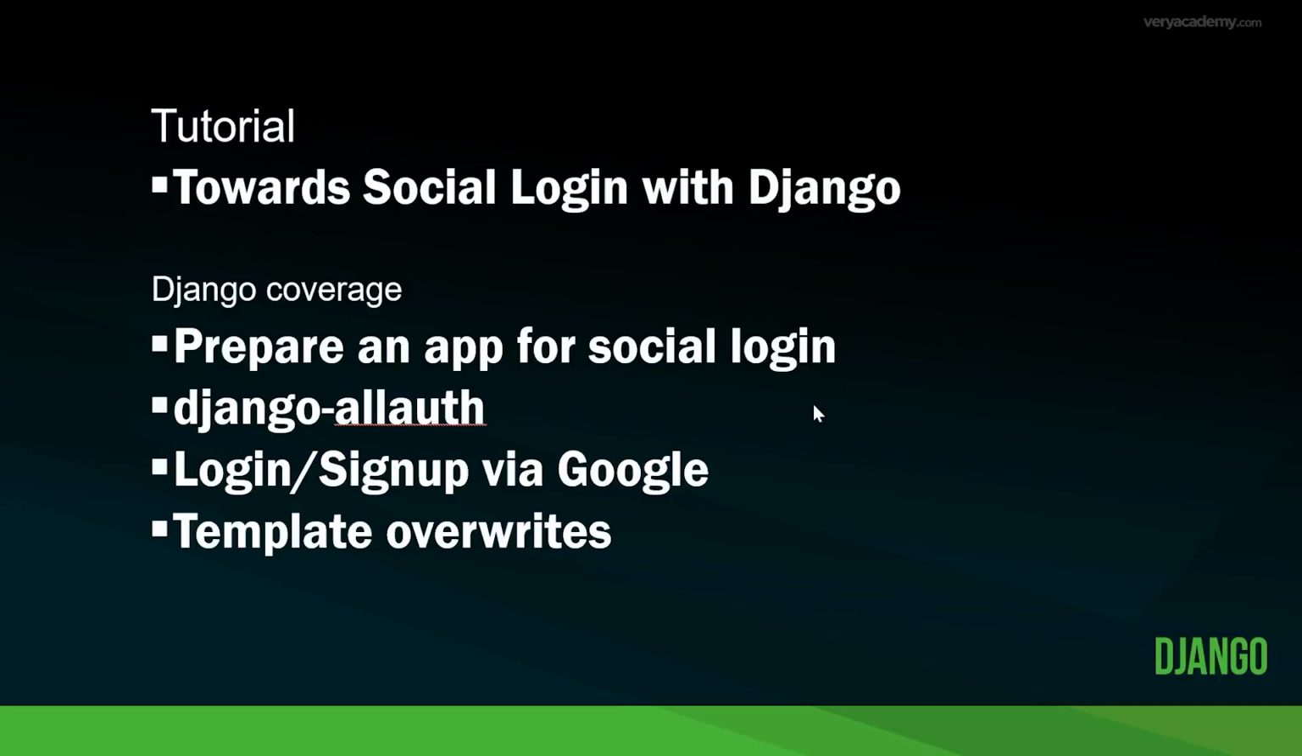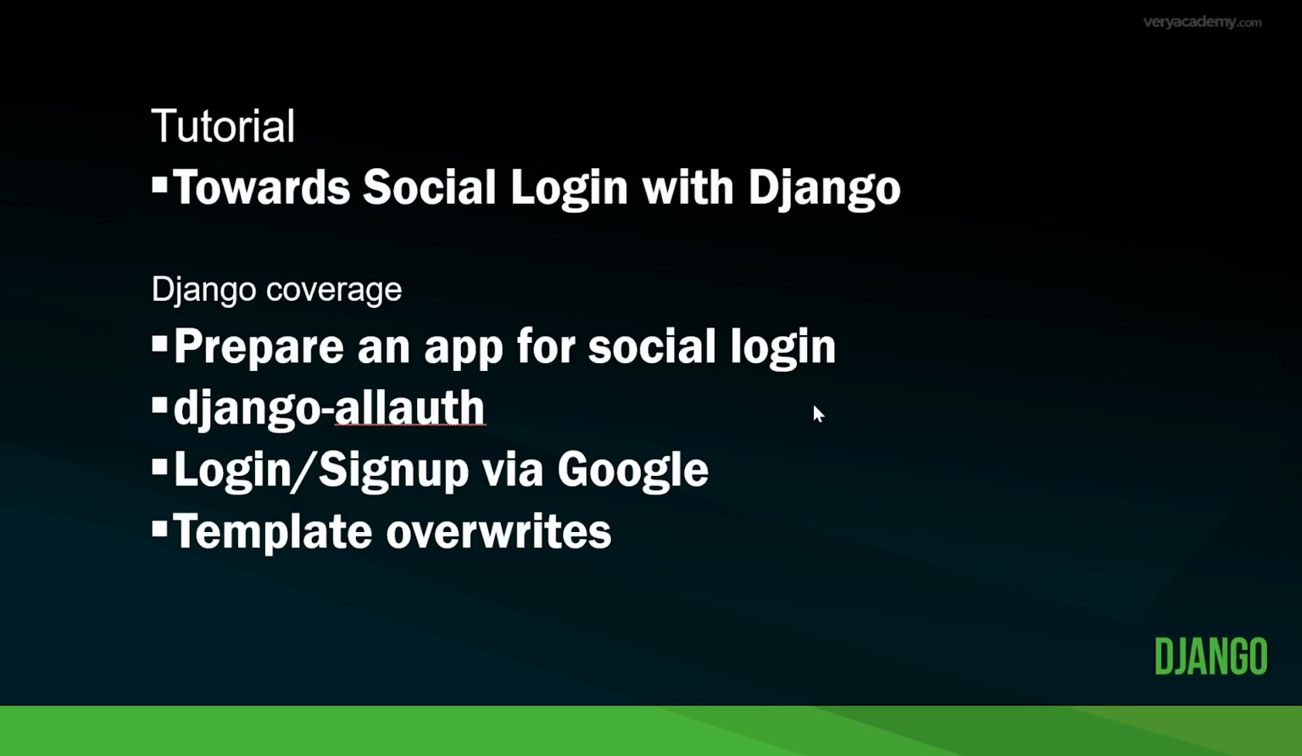I haven't finished yet, but let's just summarize here. We have now created a simple application for social login. We've implemented the Django-allauth application and then configured it. And then we've configured the Google API to allow us to log in using our Google email.